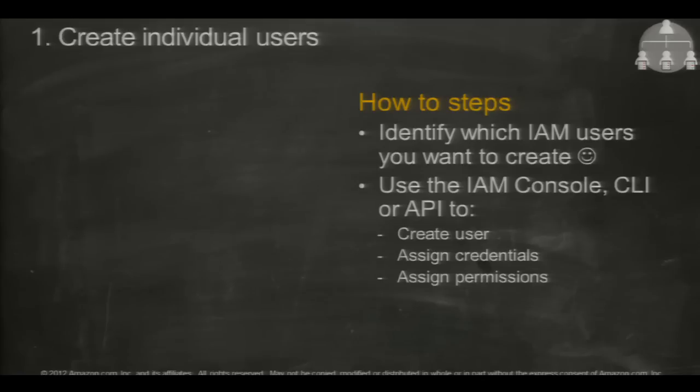How do you get going? What are the how-to steps? Well, number one, you have to think through what users you need to create. That has nothing to do with IAM. That's something you need to do in your environment. You need to sit down and make a list of the people you need to create access for. You can use a number of tools that we provide. We provide the ability of doing this through the IAM console, through our command line interface, or you can write your own application through the API. You pick what works in your environment and use that tool.